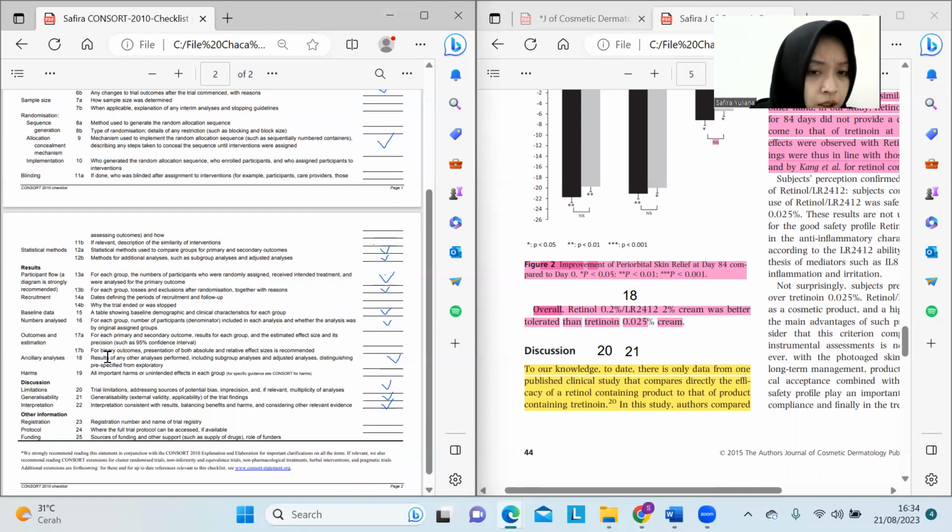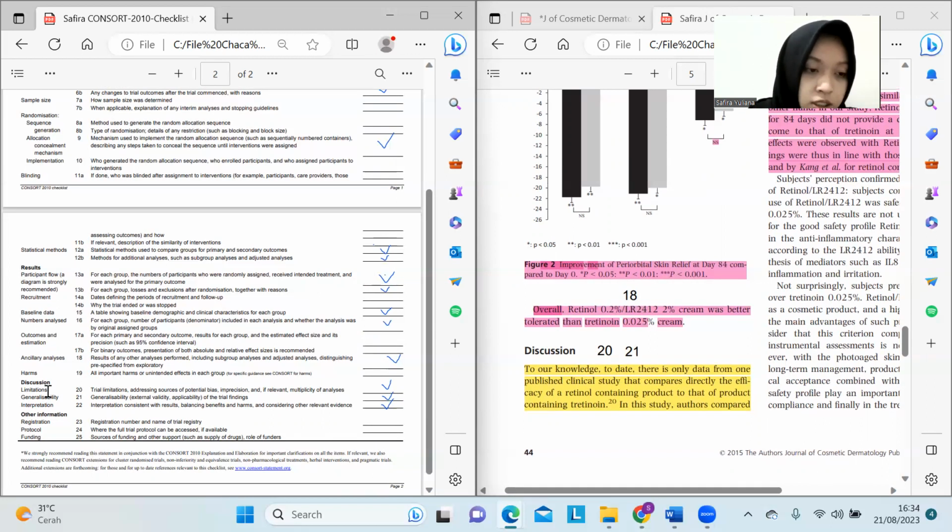And next we move to number 19. 19 is about harms: all important harms or unintended effects in each group. The specific guidance for harms is also not stated in this journal.